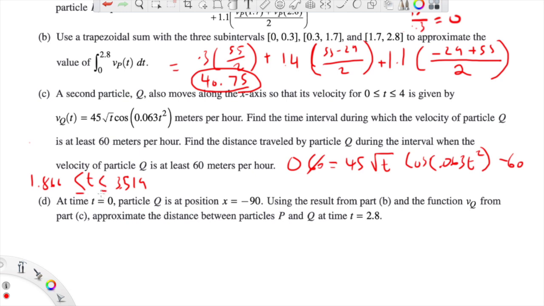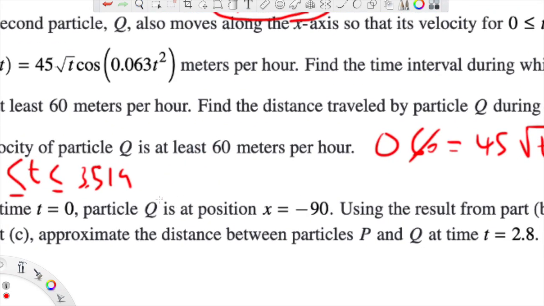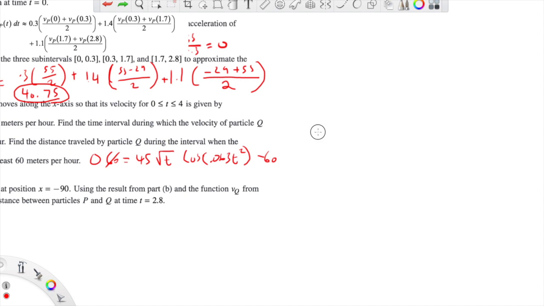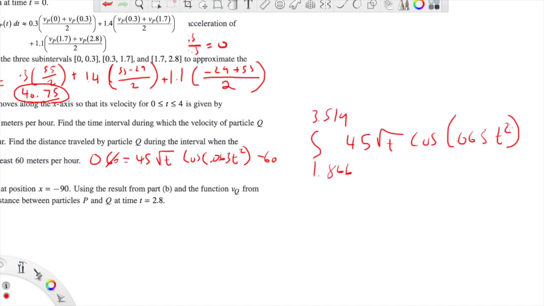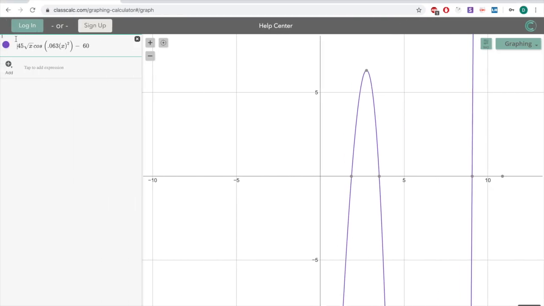I'll include that. And then the second part is to find the distance traveled by the particle during that interval. I'm going to zoom in here so we have more space. We're basically going to take the integral from 1.866 to 3.519 of our velocity to get the distance traveled during that time. We'll just do it over here where we have some space. To make our lives easy, we're going to plug this into the calculator. We don't need to solve it directly.